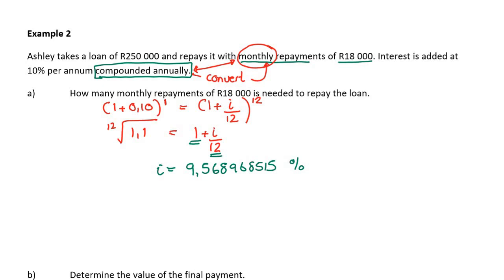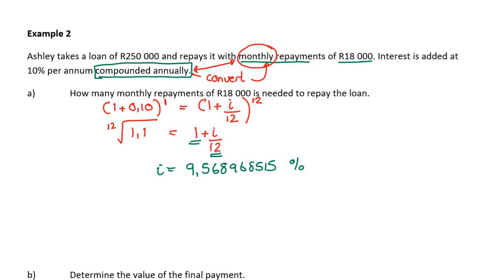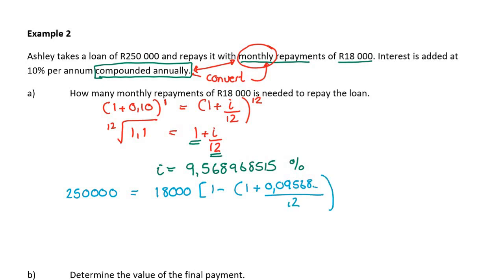So it says how many monthly repayments of 18,000 Rand are needed to repay the loan. Right, so my loan is 250,000. This is a present value annuity, 250,000. My X value is 18,000. I'm going to do 1 minus, and to be honest, I would probably keep this on my calculator as my answer button, just because it'll make my life easier. Blah, blah, blah. Divided by monthly to the power of, and monthly installments over how many years?